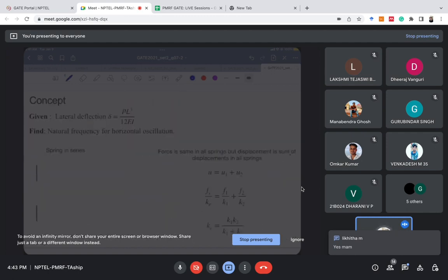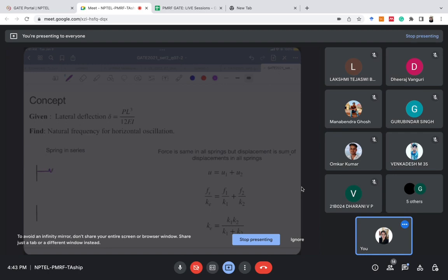So now the entire thing is how to find the K equivalent. For this, I can simply give you the formula of K equivalent, and you can put in the values and get the answer. But I want to give you some concept so that you can solve other problems related to GATE also. So I'll explain the concept a little bit.